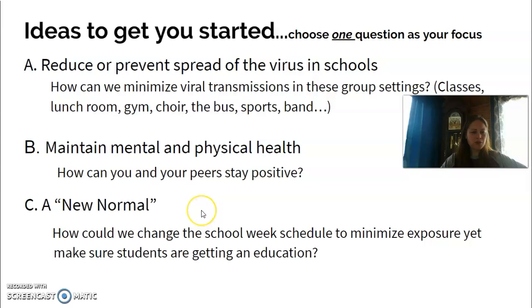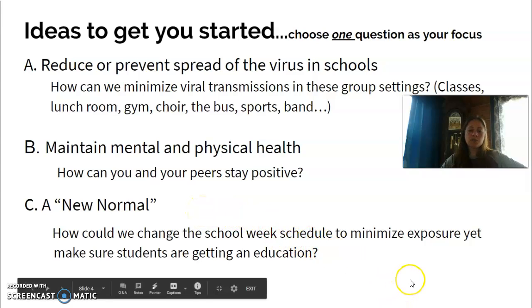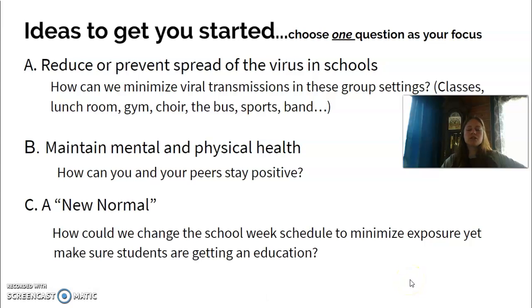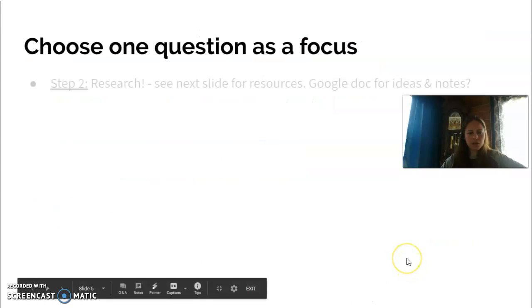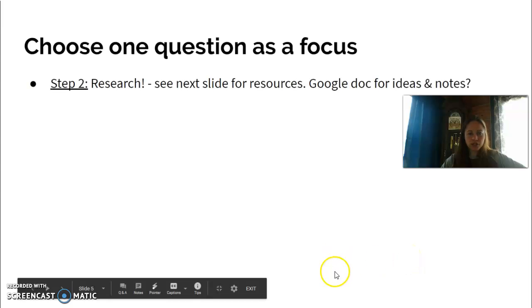Next, a new normal. How could we change the school week schedule to minimize exposure and yet make sure students are getting an equal opportunity to an education? So think about the 5-day school week. What are some other options that we have? Mornings, afternoons, every other day? I don't know. I want to know what you guys think. So again, you're choosing just one question as your focus.